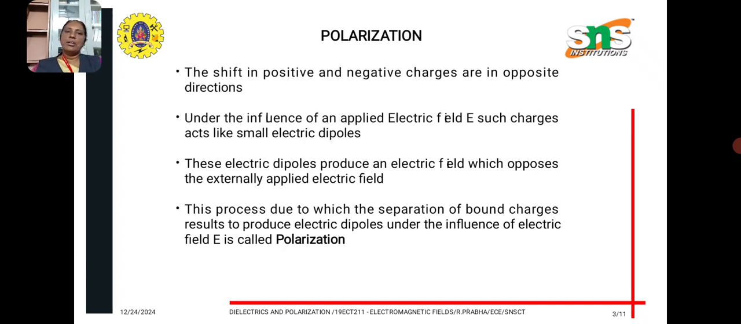Next, a very important concept in dielectrics is polarization. The shift in positive and negative charges is in opposite directions. Under the influence of an applied electric field E, such charges act like small electric dipoles. These electric dipoles produce an electric field which opposes the externally applied electric field. This process, in which the separation of bound charges produces electric dipoles under the influence of electric field E, is called polarization.